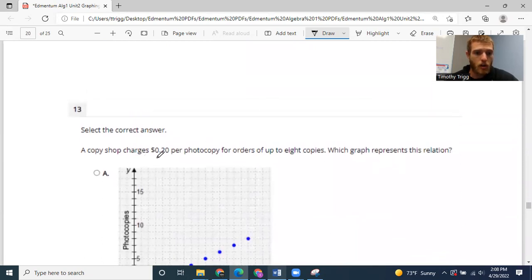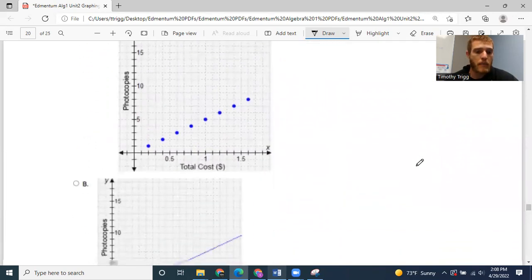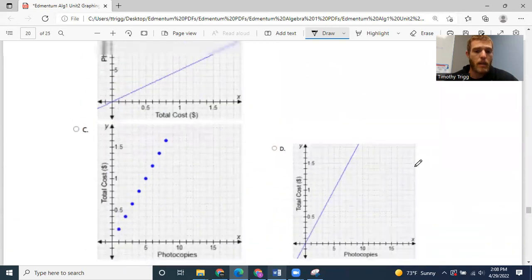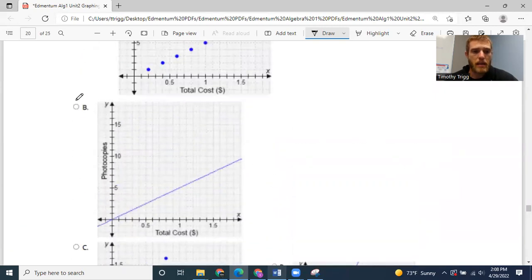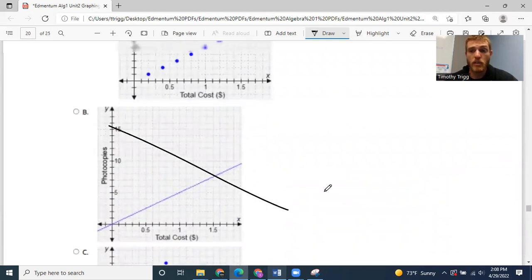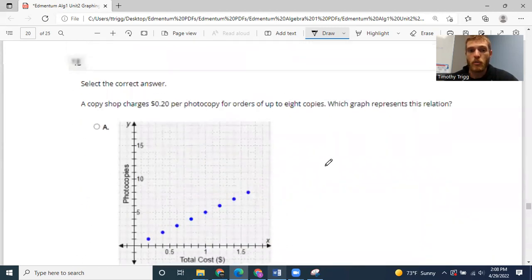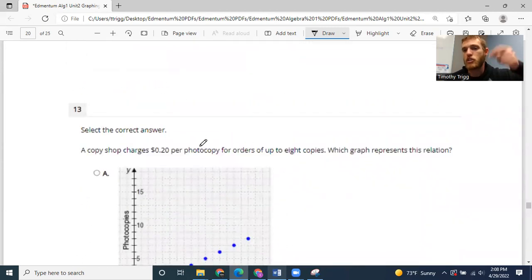A copy shop charges 20 cents per photocopy for orders up to 8 copies. Which graph represents this relation? 20 cents per copy. All right, well, notice the B and D, I'm going to automatically say these are wrong. The reason why is because they're not discrete. So when it comes to how many pages you photocopy, that should be discrete, right?